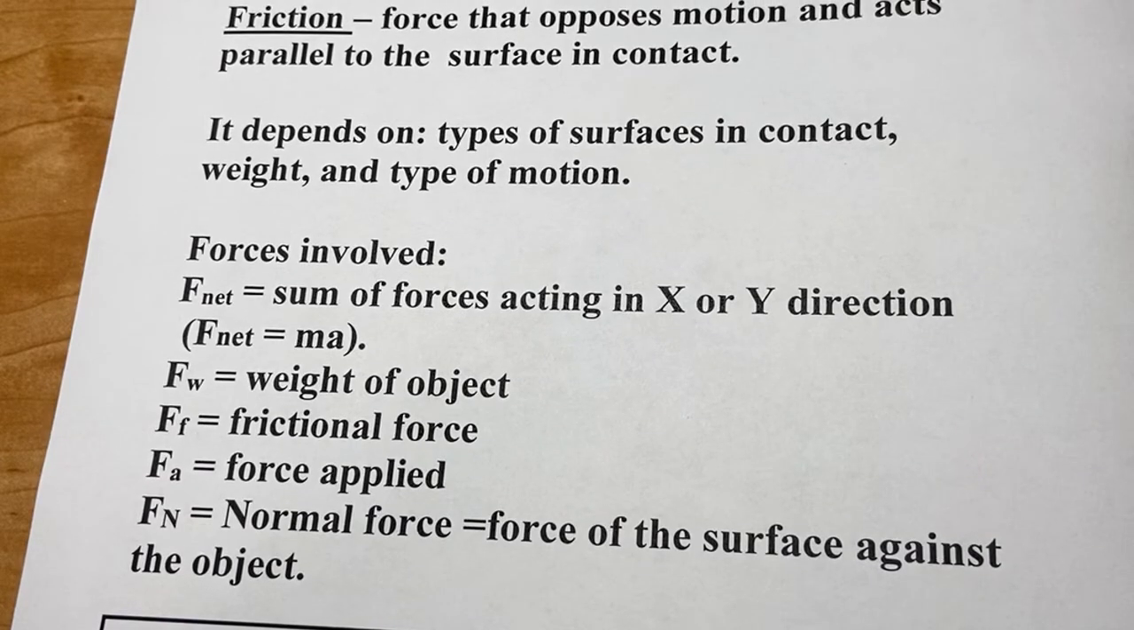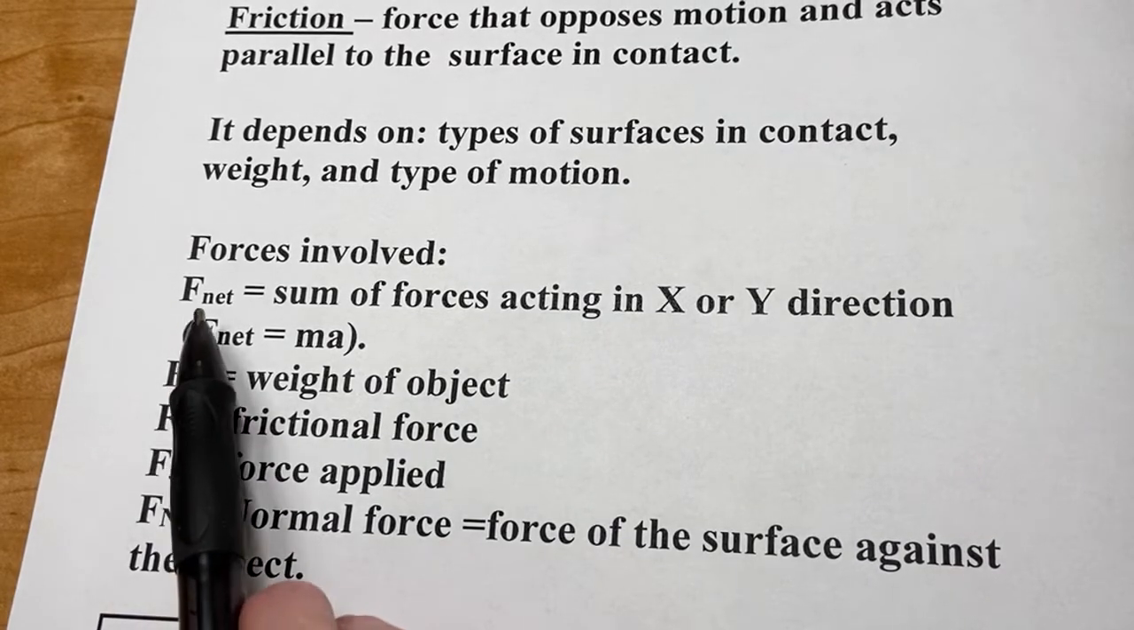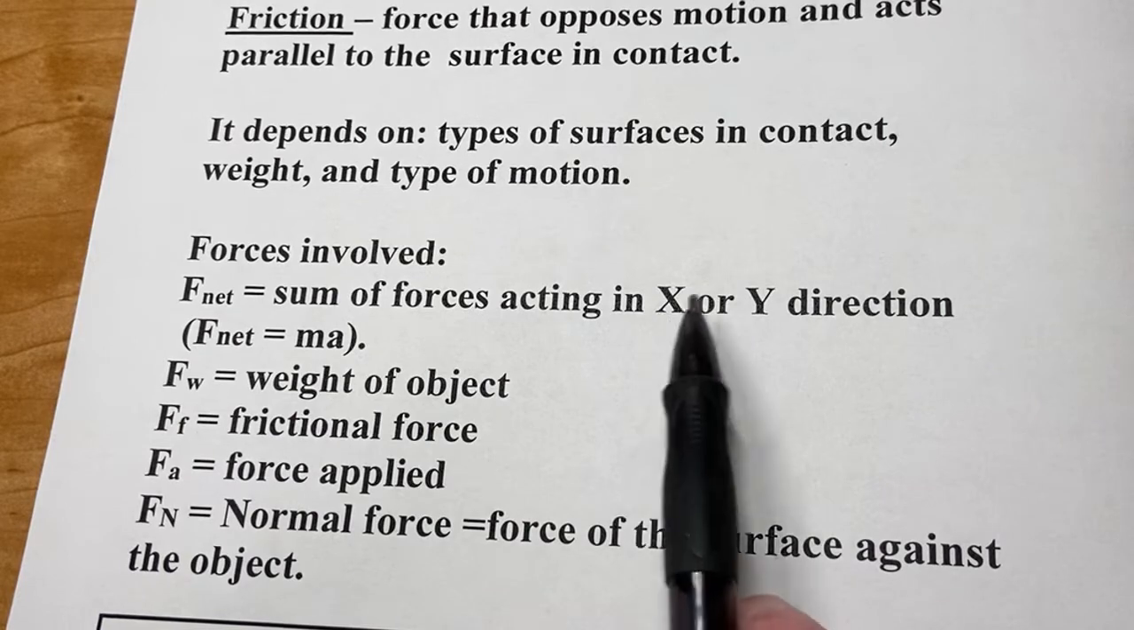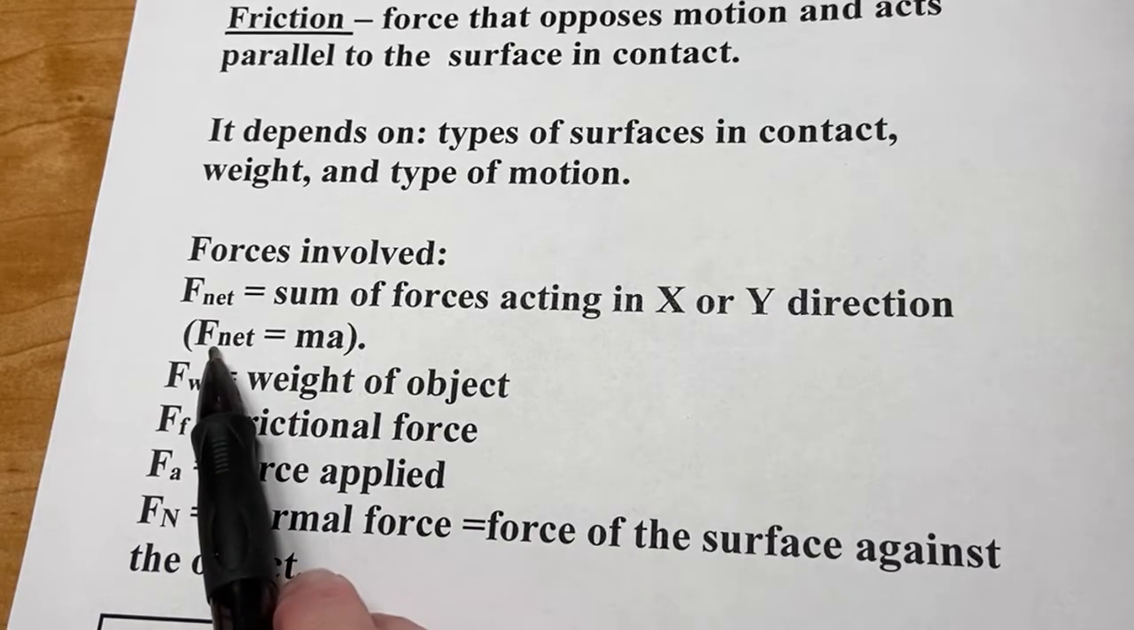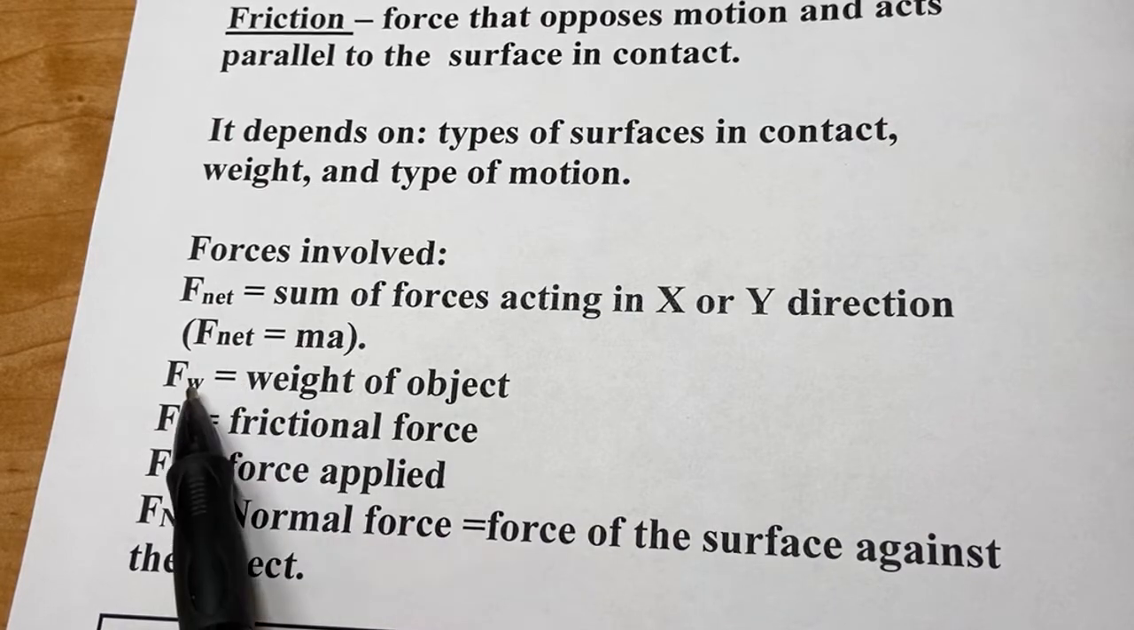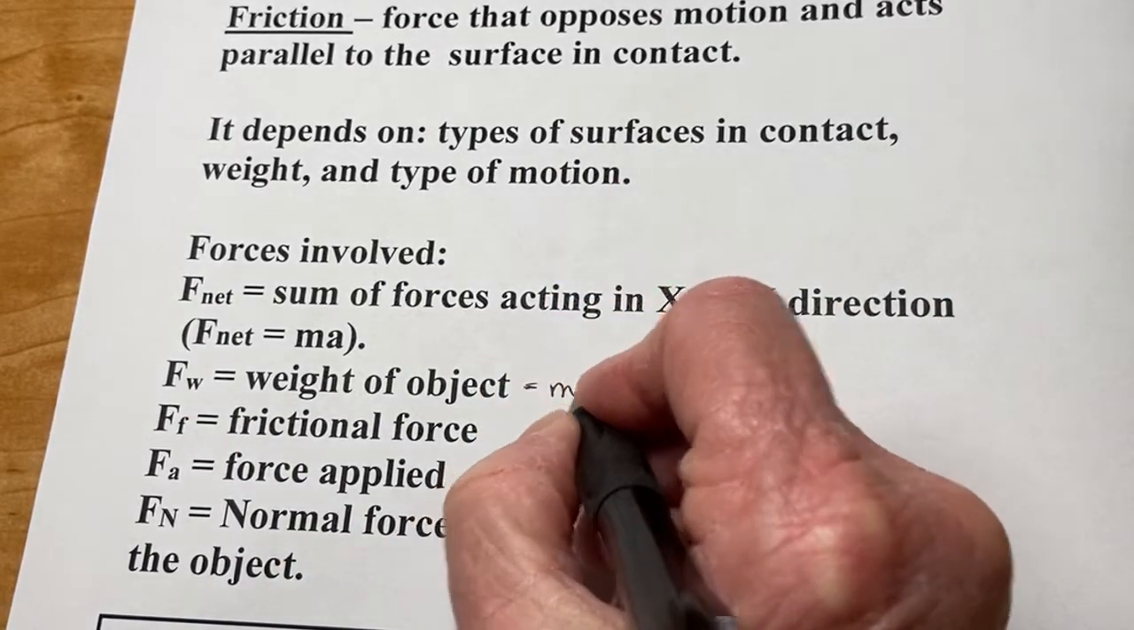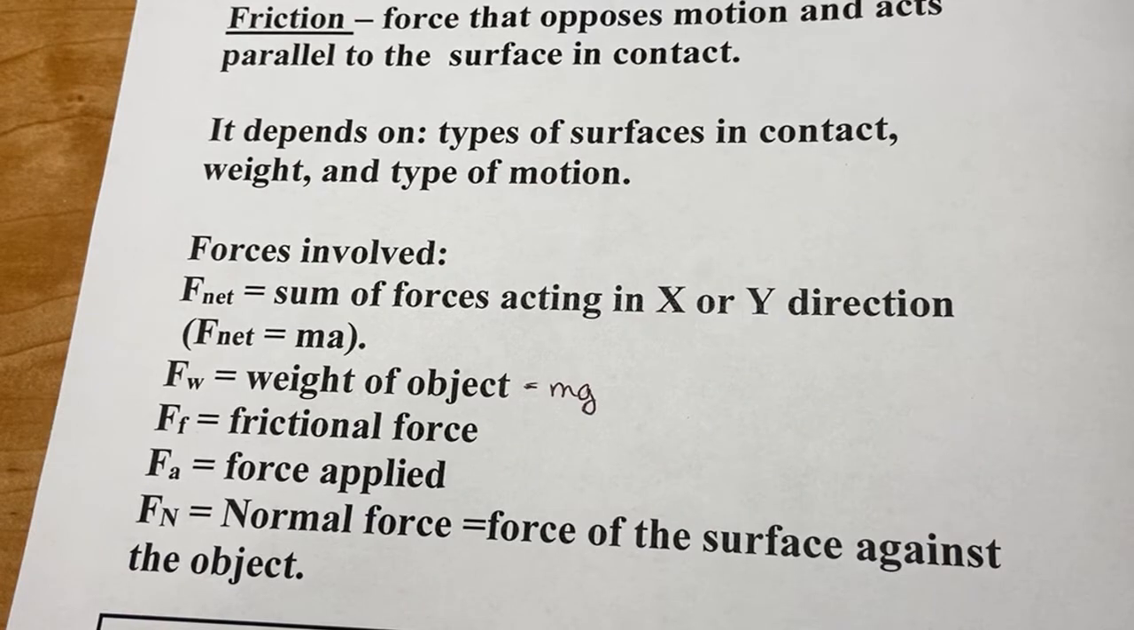We're going to break the forces into net forces in either the x direction or the y direction, which is F net. In some cases we'll have x here, in some cases we'll have y. Fw is the weight, so we know that's mg. Frictional force is going to have to be something we calculate, because the sum of the forces will add up to a certain thing and the friction will counterbalance it. So we'll use that in the problems.